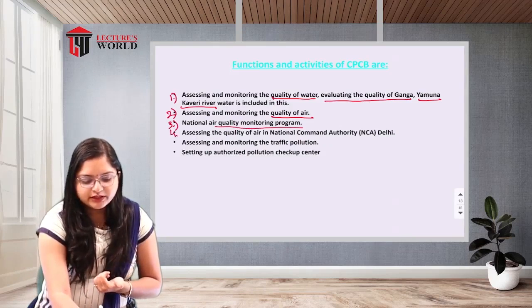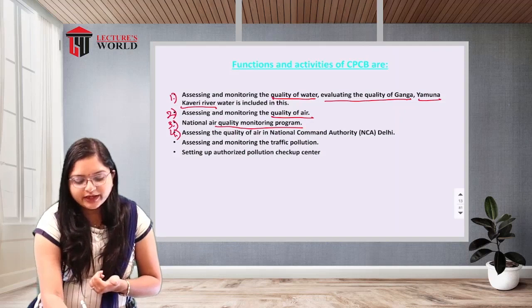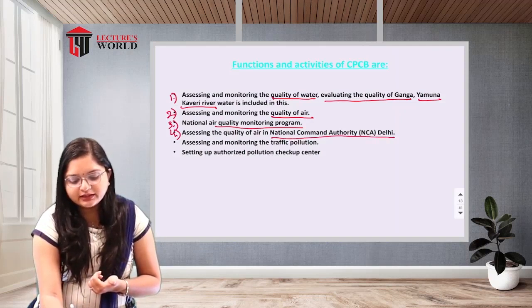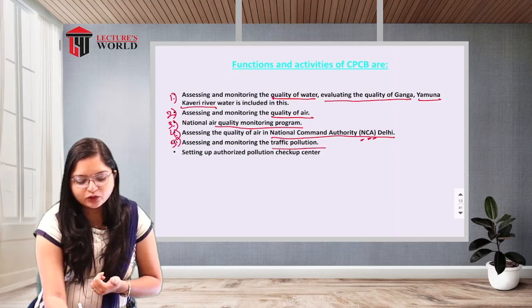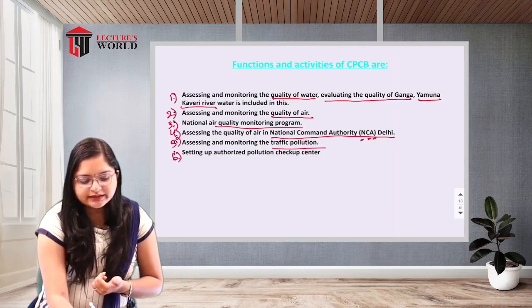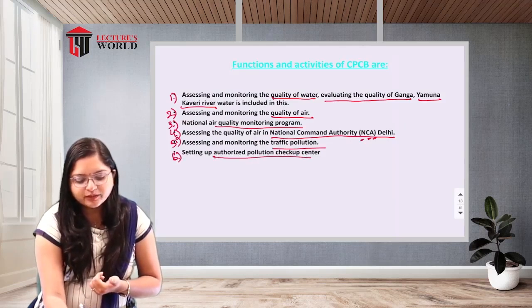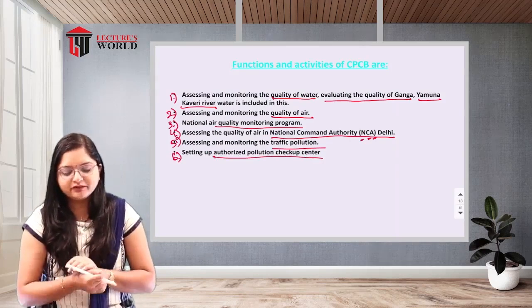The fourth one is assessing the quality of air in the National Command Authority, that is NCA, which is at Delhi. The fifth one is assessing and monitoring the traffic pollution, and the sixth one is setting up authorized pollution checkup centers. So these are the functions and activities.